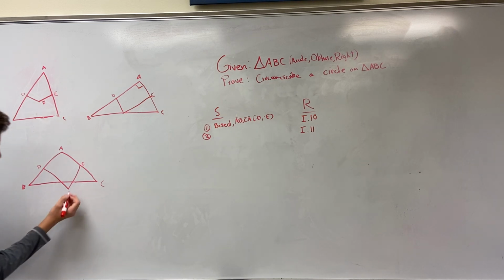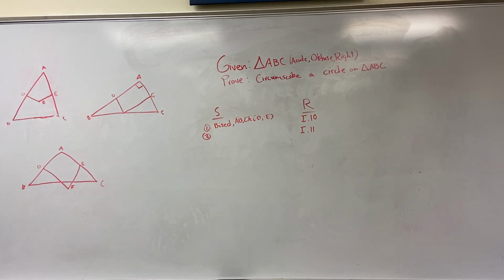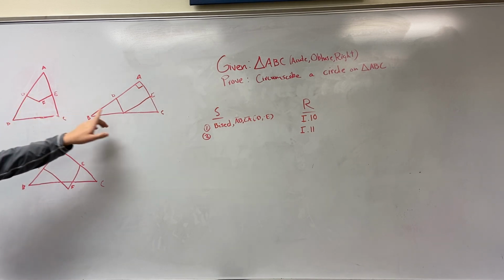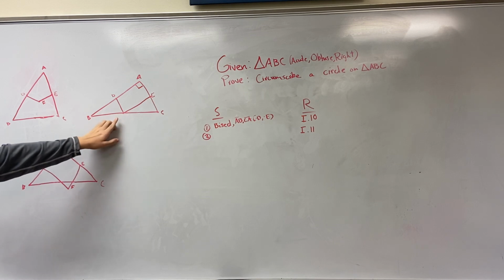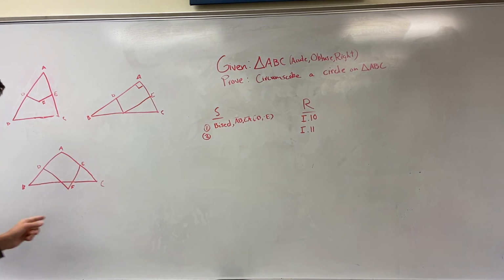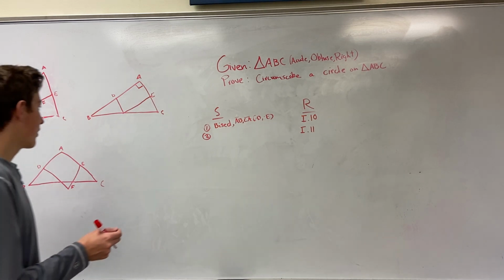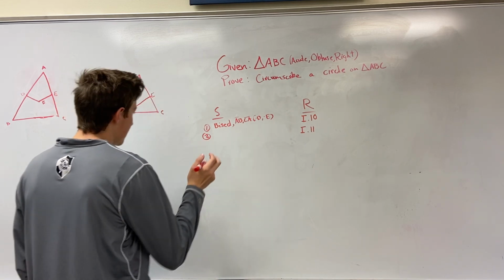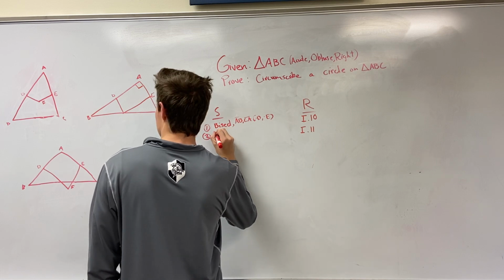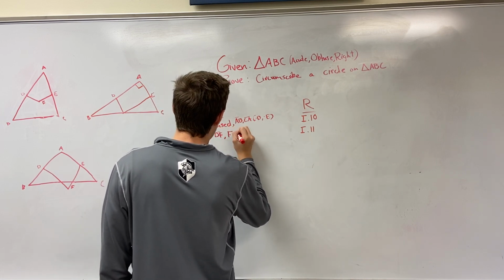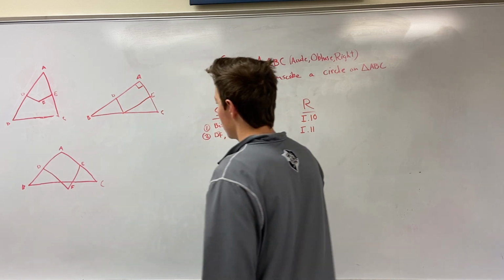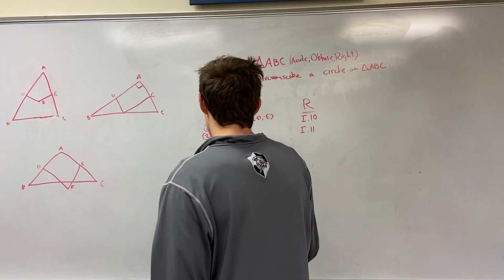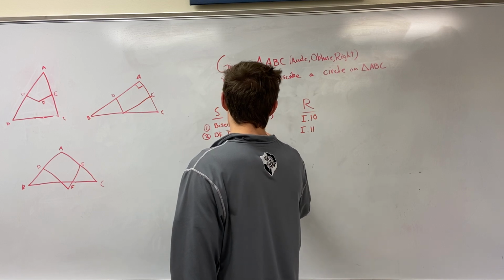So you'll notice that on each of these, that point is different. If it's an acute triangle, the center point will lie inside. If it's a right angle, it'll lie on the line. And if it's obtuse, it'll lie outside of the triangle. So we will write DF and FE. Those lines are raised and meet at point F, which is the center.